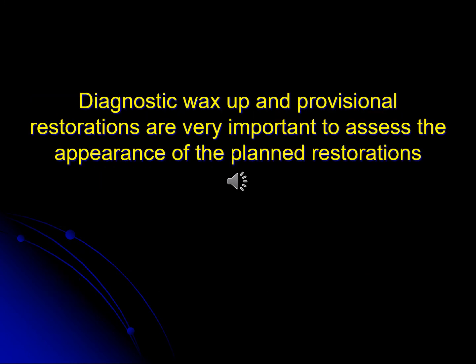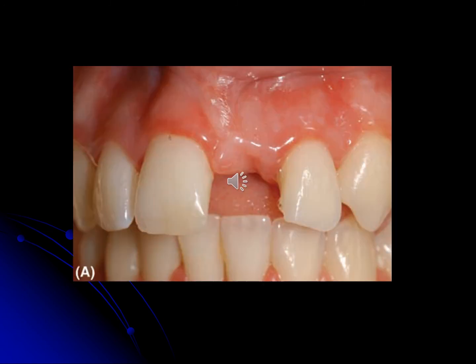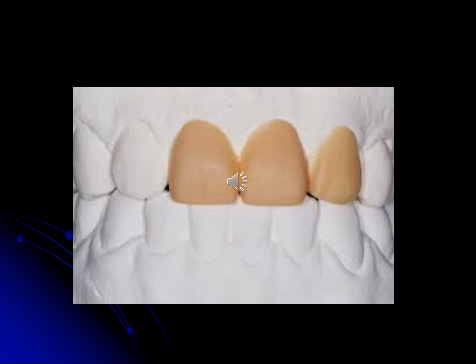Diagnostic wax-up and the provisional restorations are very important to assess the appearance of the planned restorations. As I told you before, start from the end and design the prosthesis first. Look at this case. We have a missing tooth in the area of 2-1. We have trauma in the area of 1-1 and 2-2. Our treatment plan was to extract teeth 1-1 and 2-2. After that, we will prepare a design that replaces the 3 teeth 1-1, 2-1, and 2-2. For that, we took an impression and prepared a wax-up to replace the teeth 1-1, 2-1, and 2-2.